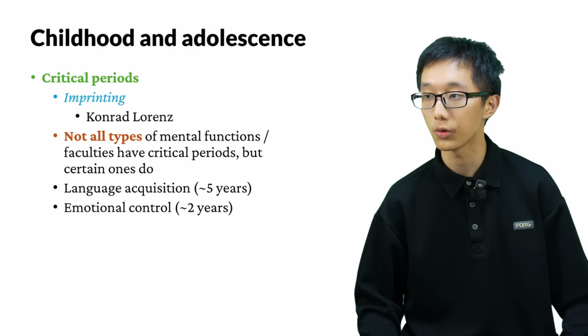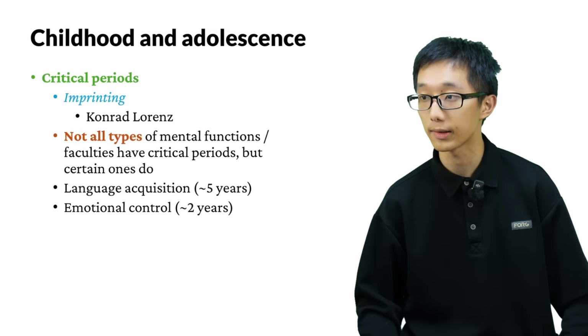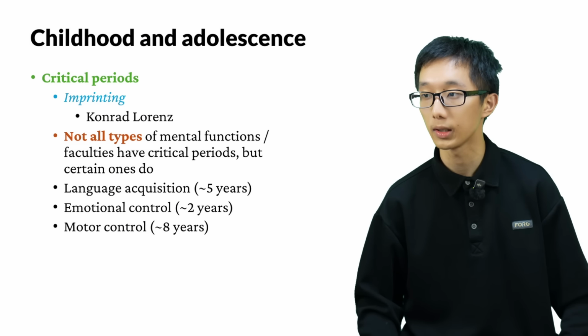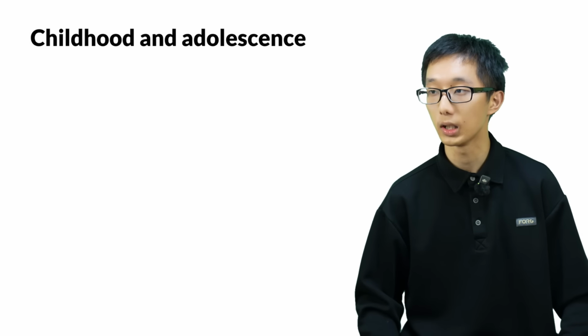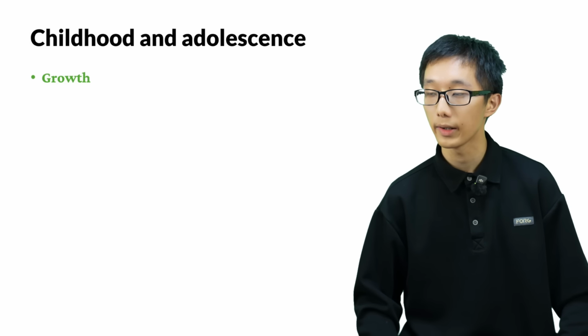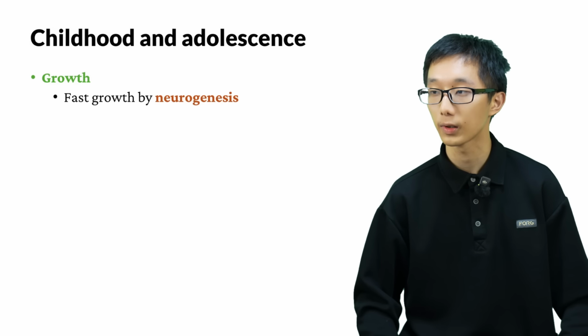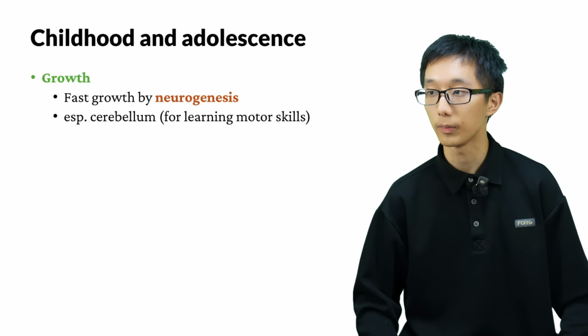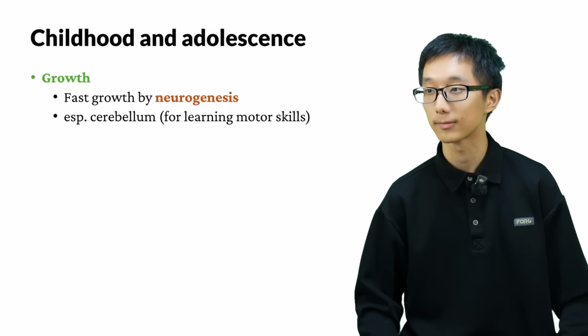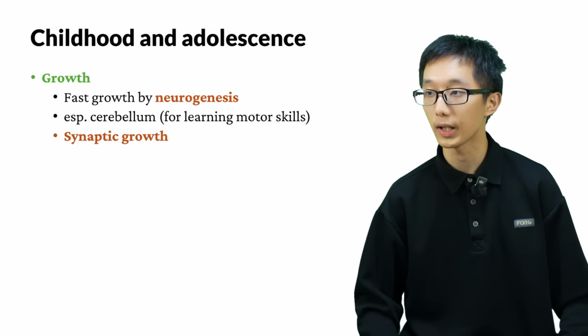Similarly, emotional control usually has a critical period of around 2 years, and motor control has a critical period of around 8 years. Let's take a look at some of the other characteristics of childhood development. Growth. Extensive growth of the nervous system continues into childhood and adolescence. There is fast growth of neurons by neurogenesis, especially in the cerebellum, which facilitates our learning of new motor skills. That's why children can learn motor skills much faster than adults. There is also synaptic growth, which helps us form new connections and form new memories.